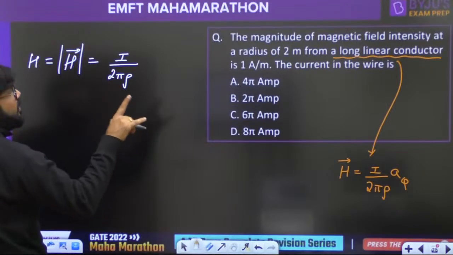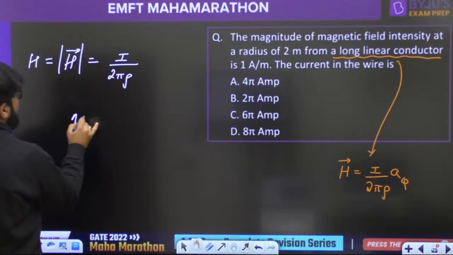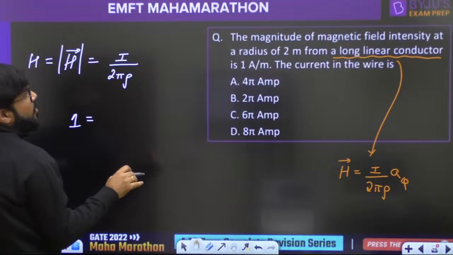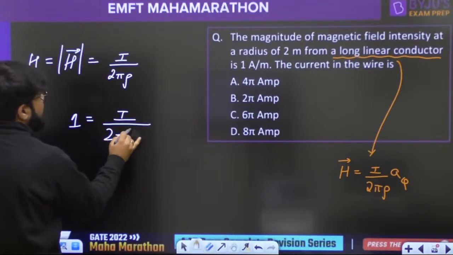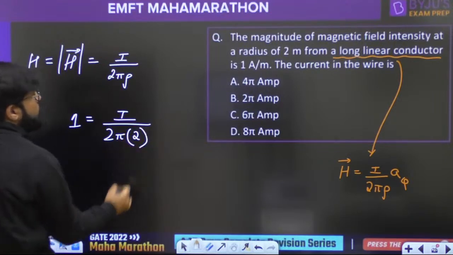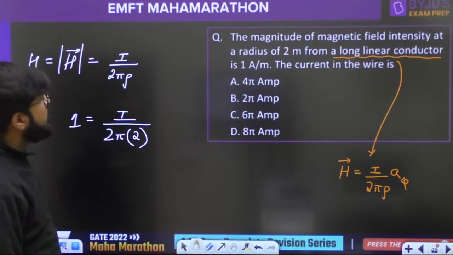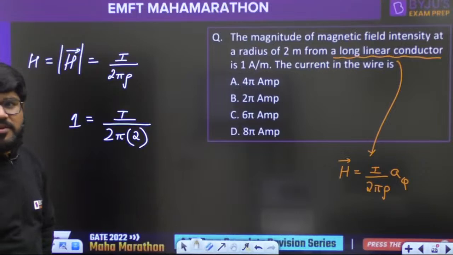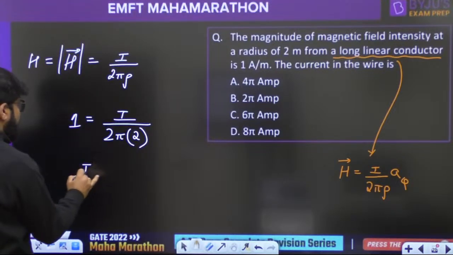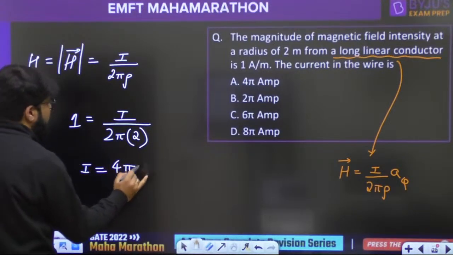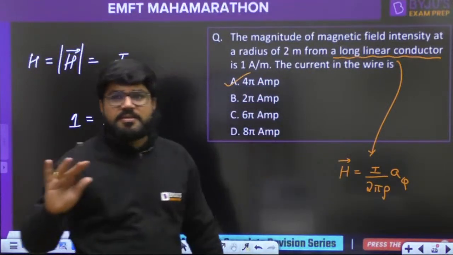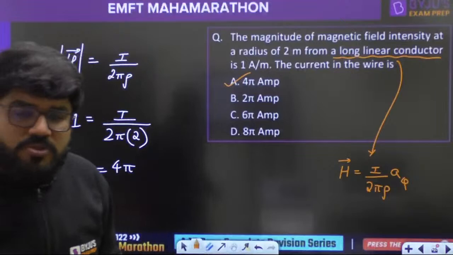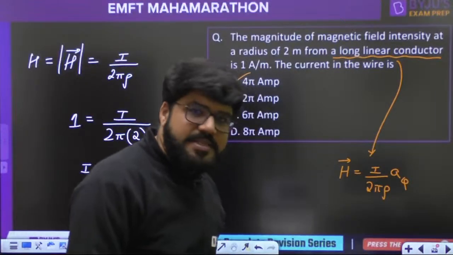The magnitude is 1 ampere per meter. Magnitude is given. How much current must flow to produce this magnetic field? So I divided by 2 pi rho, and rho is 2. At a distance of 2 meter, how much is I? The current that must flow is 4 pi ampere. Option number A, a very simple question. It is there in the comment box also. Already option number A.